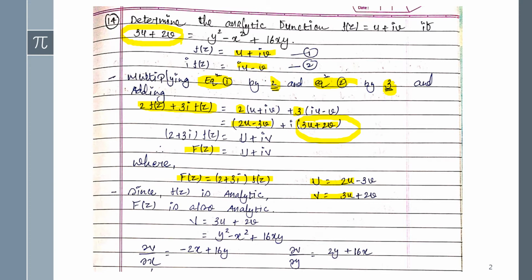Now with the same procedure, as we were doing, you have to apply all the 4 steps. Here you can observe that the given function is coming into the imaginary part. So here you have to apply capital V equal to the given form. So capital V equals 3u plus 2v, and what is 3u plus 2v? It's nothing but y square minus x square plus 16xy. And here we are finding the imaginary part.